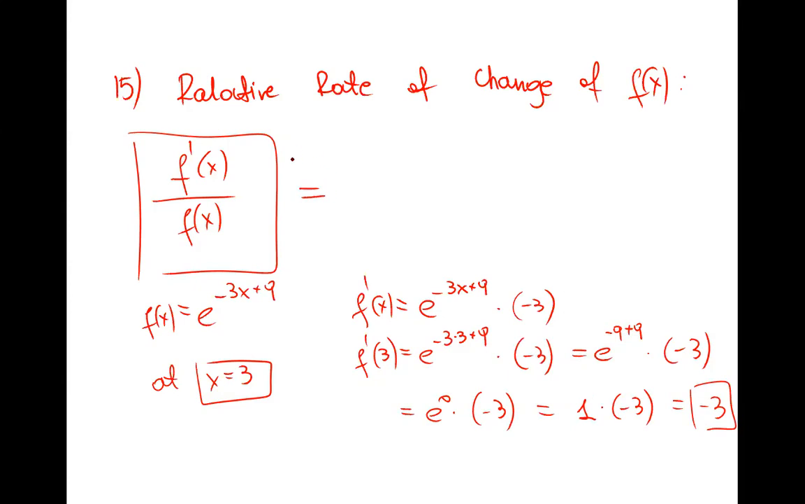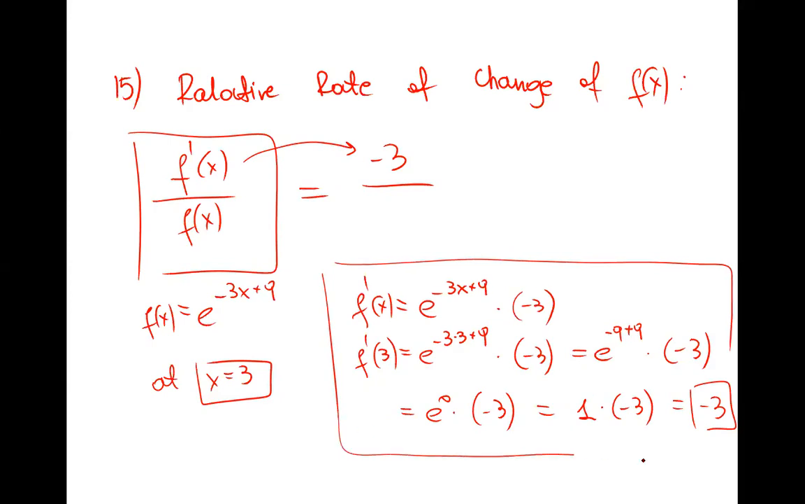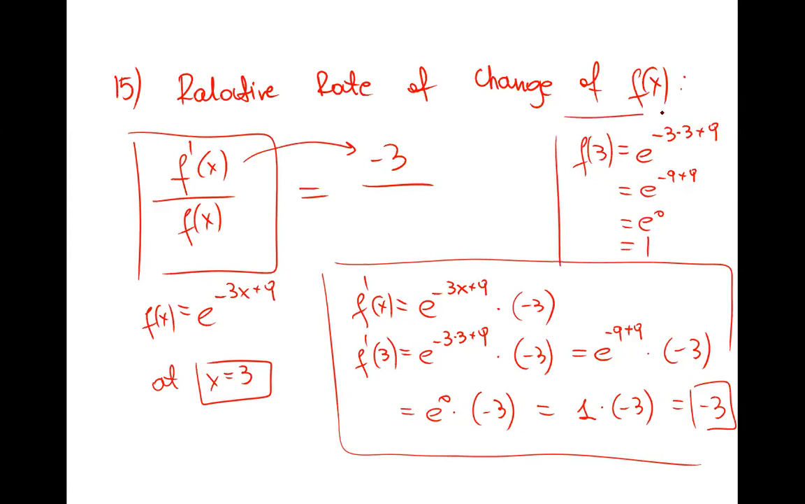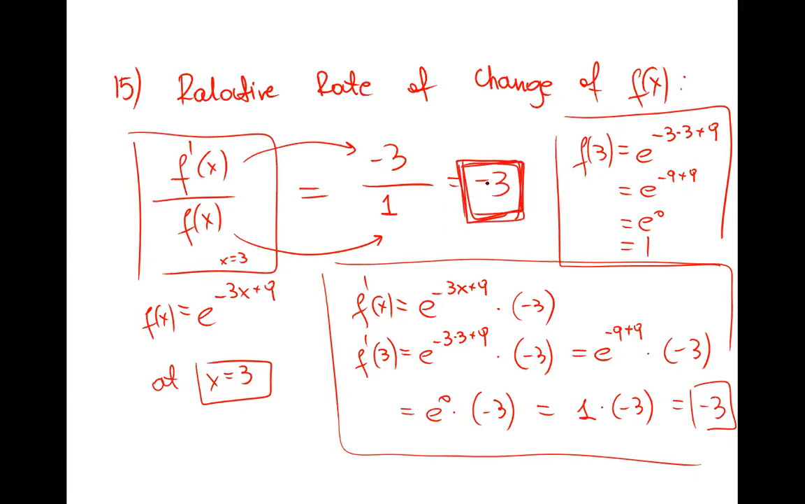Okay. It means I do have my value, negative 3, the derivative at 3, and I also need the value of the function. What's the value of the function at 3? Function is just e to the negative 3x plus 9, x is 3, negative 9 plus 9, e to the power of 0 is 1. That means I can put 1 because the value, of course, at x equals 3 is 1. The relative rate of change is negative 3. It shows how the derivative of this function is changing with respect to the exact value of the function at that point.